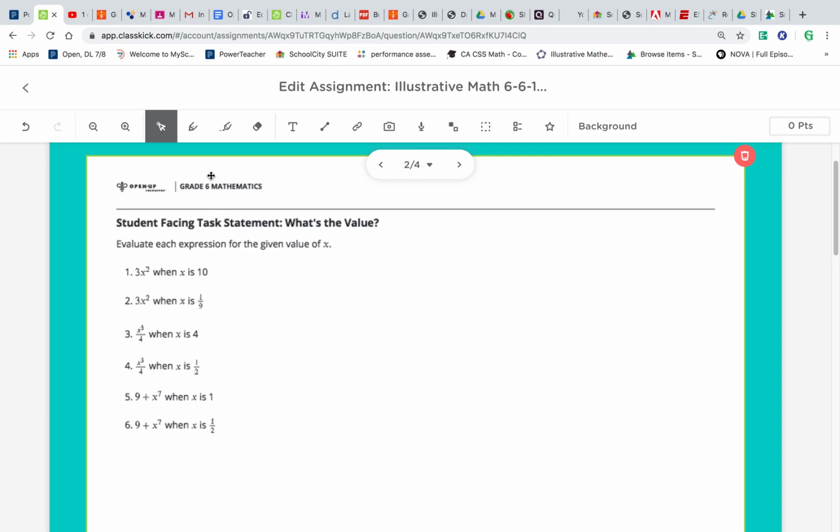So if we look at number 1, we have 3 times x to the second power. So x is 10 in this case. So this means that we're going to have 3 times 10 to the second power. And remember, we need to go ahead and see what 10 to the second power is first before we multiply times 3. Well, 10 to the second power is 10 times 10, so that's 100. So it's 3 times 100. And that is, of course, 300.